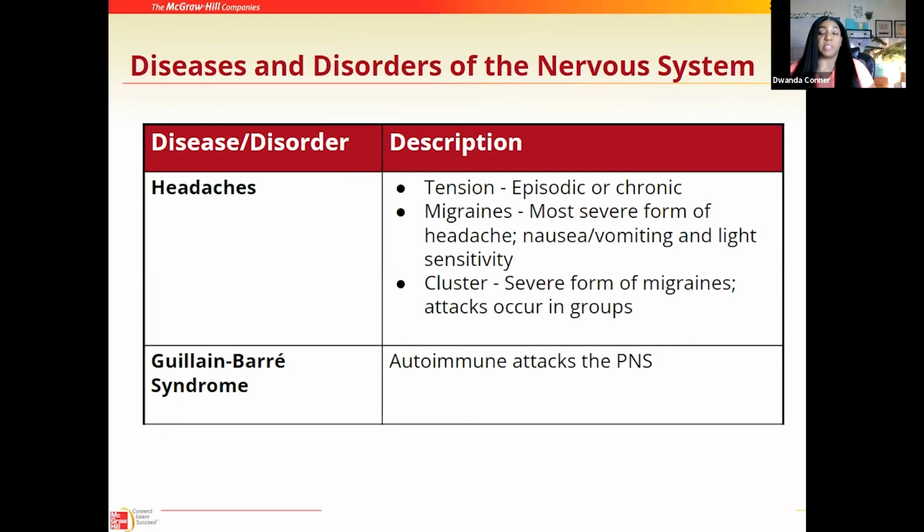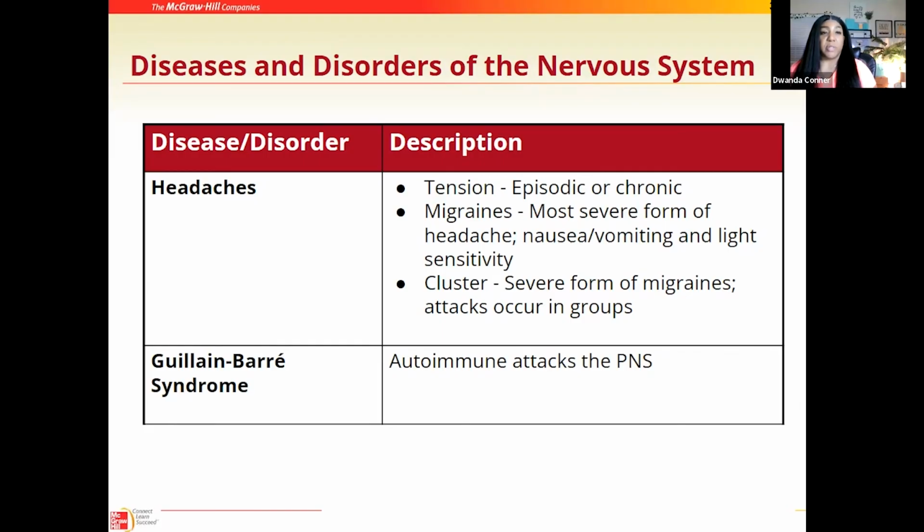Headaches, part of diseases and disorders associated with the nervous system. Different types of headaches we see patients experience. We have migraines, which is the most common, and migraines are classified by their symptoms. Their symptoms are different from your typical headache. So with migraines, we see nausea, vomiting, light sensitivity, whereas cluster headaches are just that. They're a severe form of migraines that occurs in groups, so one after the other. And then tension. Tension can be chronic over a period of time or episodic, dealing with stress that's happening right now in this moment can cause a tension headache.